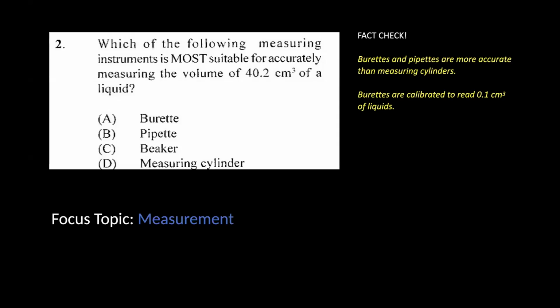For pipettes, though, pipettes tend to give exact volume. So you would have like a 25 mL pipette or a 10 mL pipette or a 5 mL. I don't think they have 0.2 cm³ pipettes, right? The answer is A.